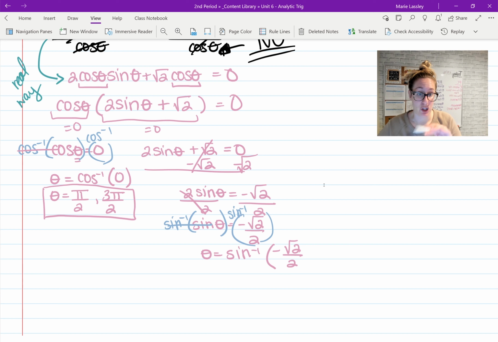In quadrants 3 and 4, my 45-degree or pi over 4 angles are going to be 5 pi over 4 and 7 pi over 4. And those are our solutions. So for this first problem, we have 4 solutions: pi over 2, 3 pi over 2, 5 pi over 4, and 7 pi over 4. All of them would work if we went back to the original equation and plugged the values in.